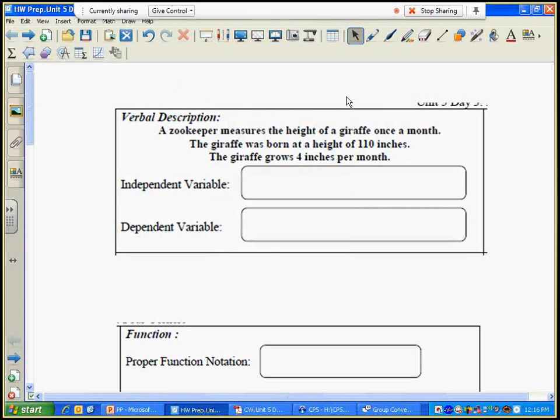It says, the zookeeper measures the height of a giraffe once a month. The giraffe was born at a height of 110 inches. The giraffe grows 4 inches per month. Okay, well, here we have a situation where the giraffe's height is going to depend on the number of months. So what's being depended upon, or what has to happen first here, is the number of months. Let's call that M.